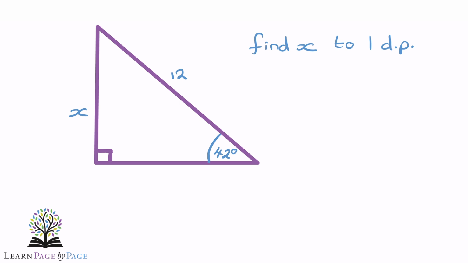So the first thing you do is you label your triangle. Remember this was the hypotenuse? I just use the first three letters, HYP. Then let's have a look at our angle.